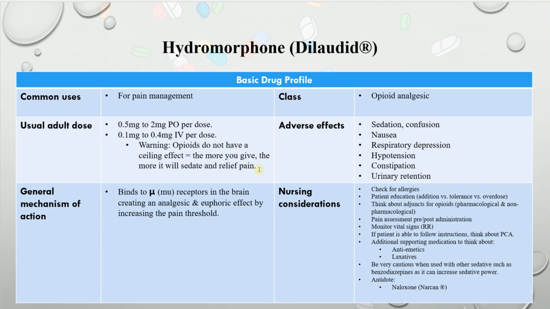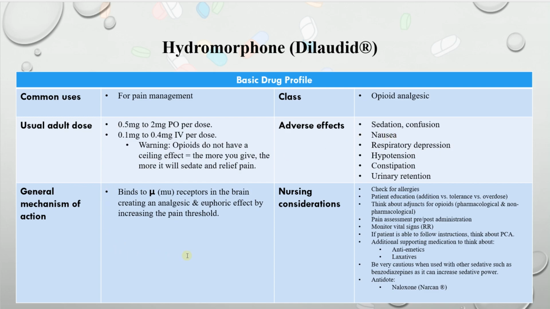So be careful about that, because there's no ceiling limit for hydromorphone. The more you give, the more it's going to affect the patient. Which brings us to our adverse effects. Some of the adverse effects include sedation, confusion, nausea, respiratory depression, hypotension, constipation, urinary retention. So all of them are very severe adverse effects that you have to monitor as a nurse.